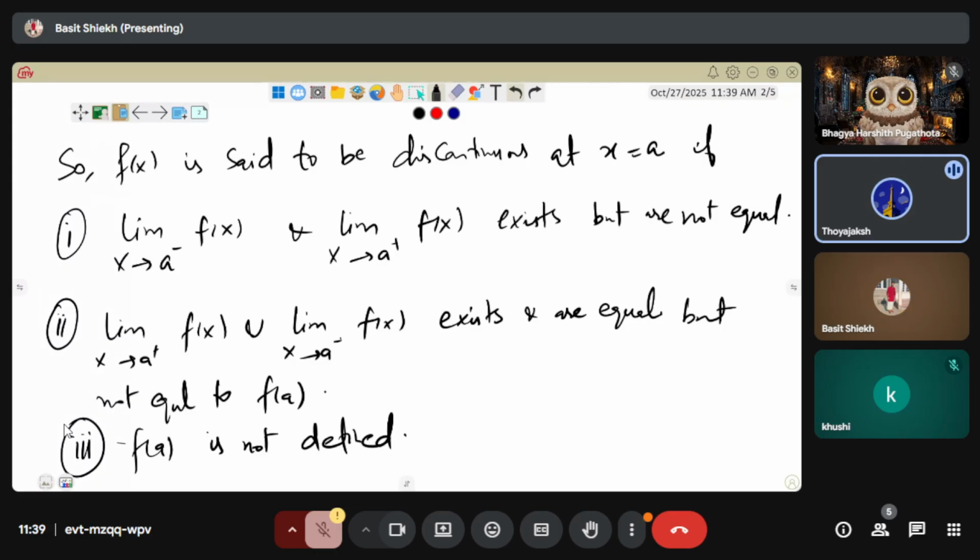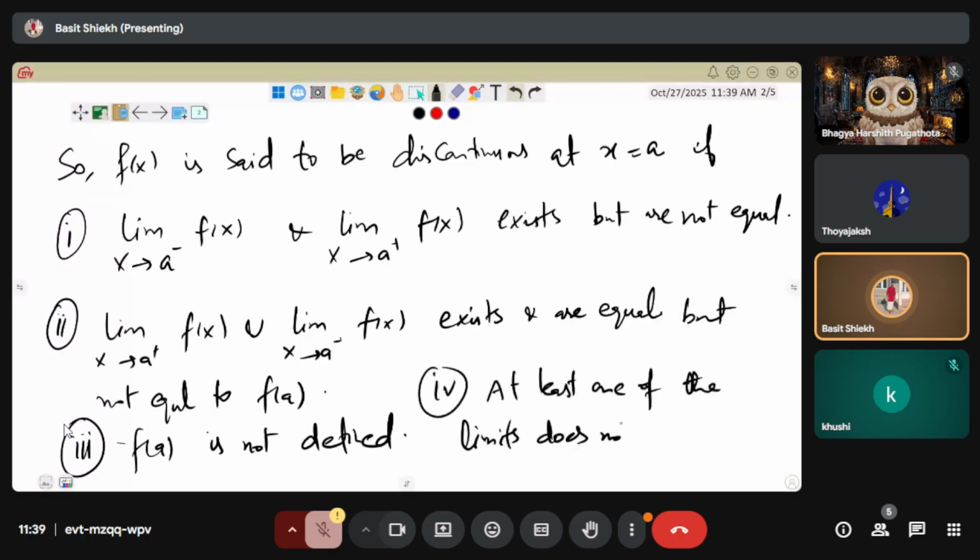Okay. So if we have these three conditions and we have one more, at least one of the limits does not exist. If we have these four conditions, we call it a discontinuity.